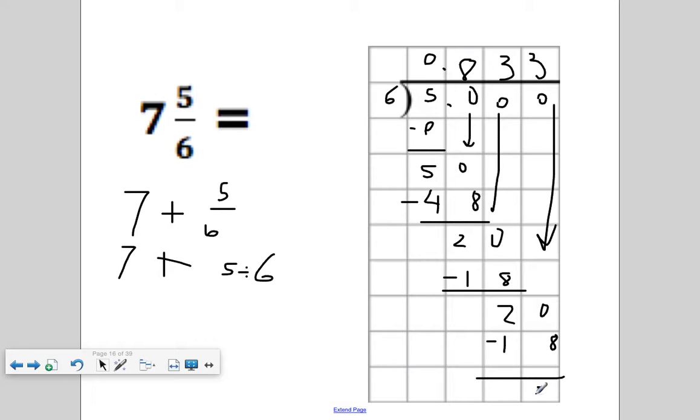Yep. So what numbers were being repeated? The 8, the 3, the 83, the 3? Only the 3 is repeating, so I'll put a repeating bar notation on top of the 3. So 5/6 is equivalent to 0.83 with a repeating bar. So the decimal is 7.83 with the repeating bar on top of the 3.